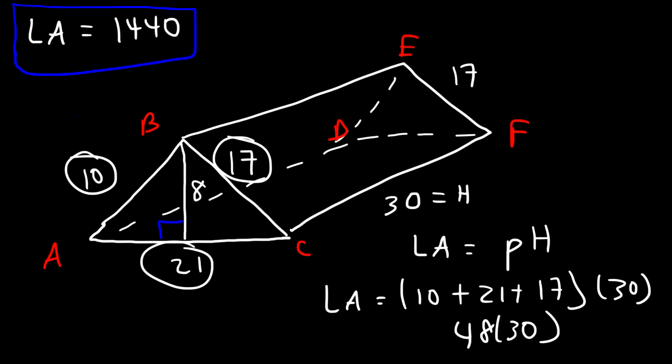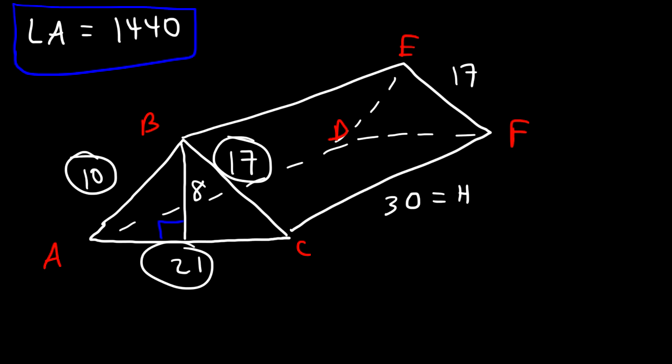The lateral area is basically the area of BEFC plus ACFD plus ABED. So those three faces combined represent the lateral area. So you've got to add up the area of those three faces.